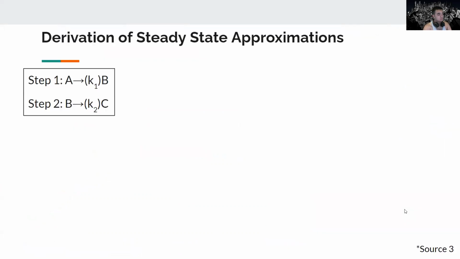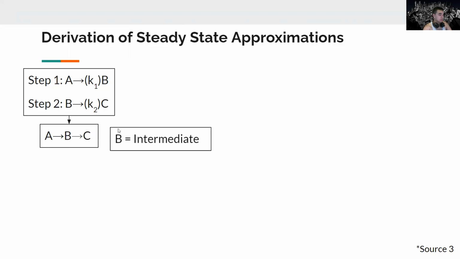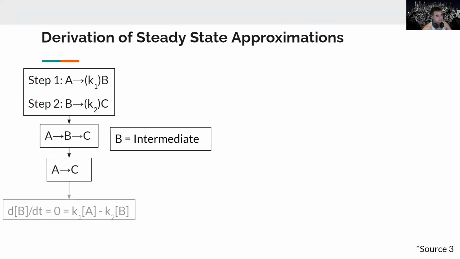Now, for how it is derived. As you can see from here, step 1 and step 2: A makes B, B goes to C. From this we can gather that B is the intermediate, because it happens in between A and C. So in essence, the reaction is just A to C.